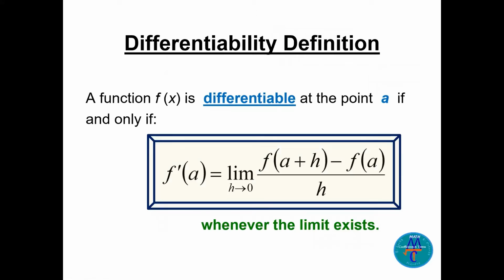Let's define differentiability of a function. A function is differentiable, so the derivative exists, at the point a if and only if f prime of a is equal to the limit of f of a plus h minus f of a, divided by h, as h goes to 0, whenever the limit exists. So we should have a value there. f prime of a is equal to that number. If the limit exists, then we say the function is differentiable.